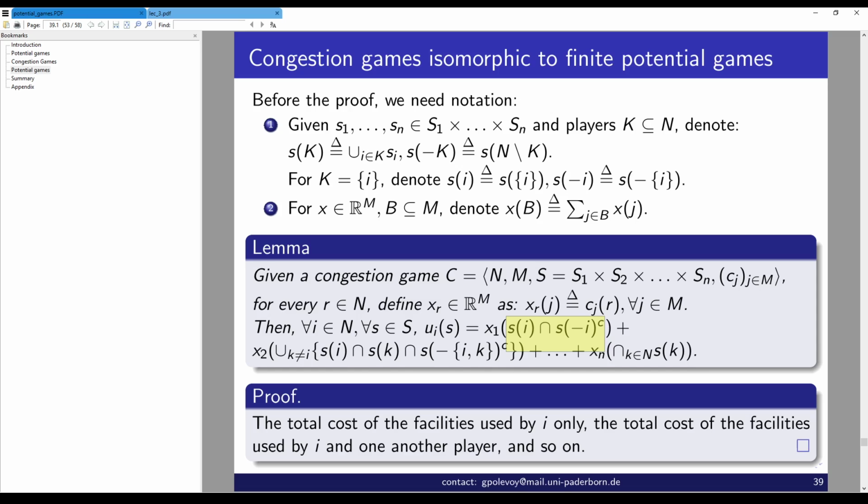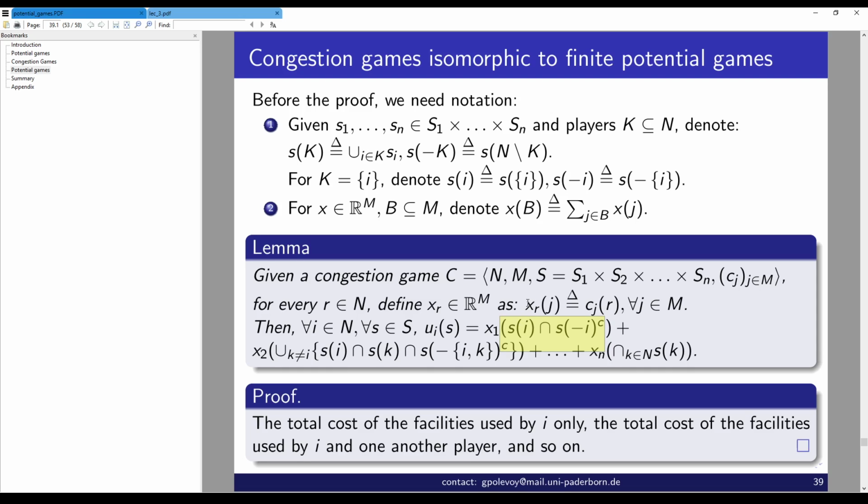The utility of player i in profile s is defined as follows. First, we look at which facilities are in s_i and not in s of the other players. So which facilities are exclusively used by player i? That set. And for those facilities, the player pays the cost x_1 of that set.